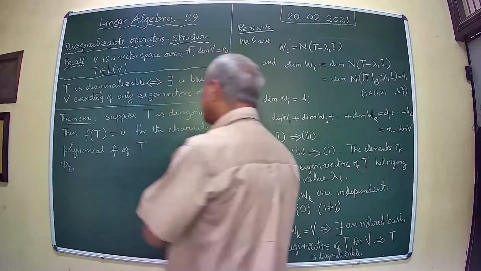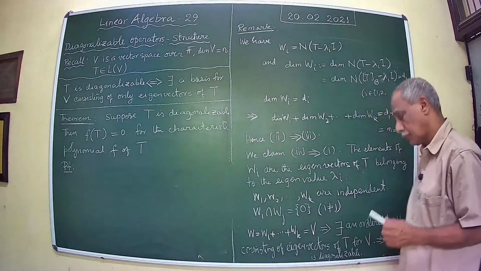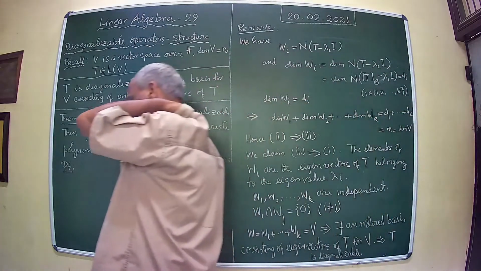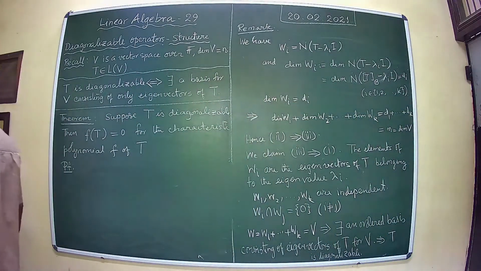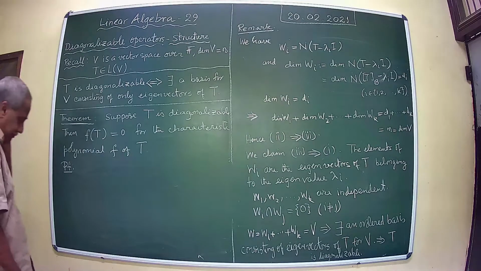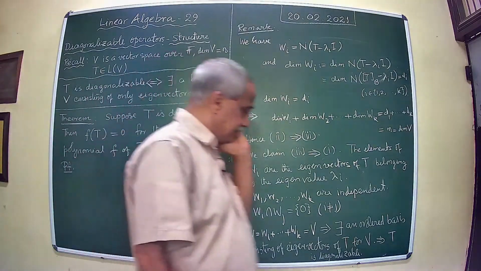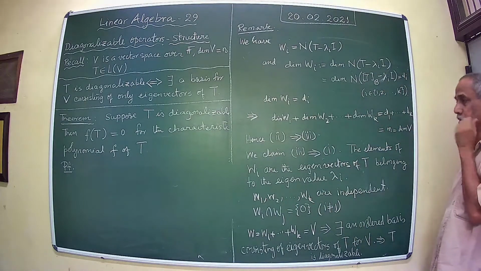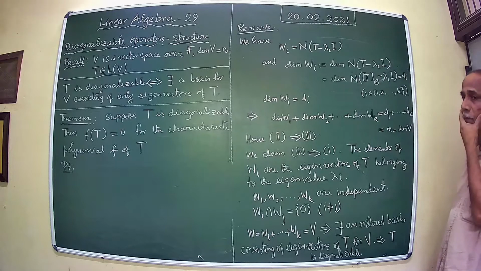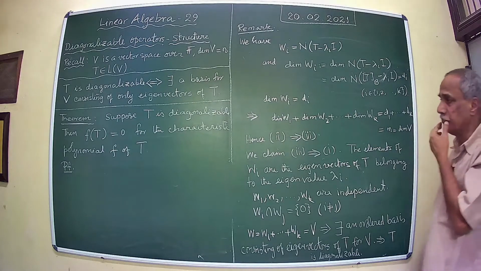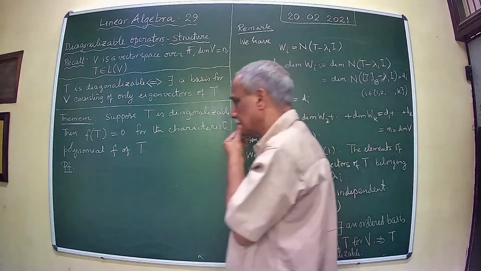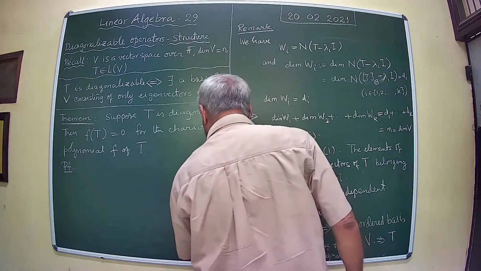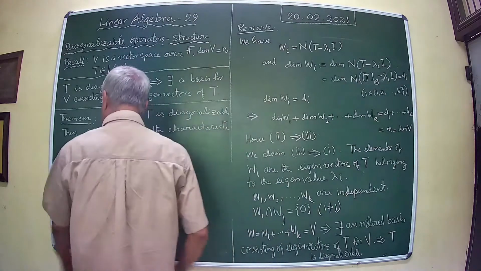We are assuming T is diagonalizable. This means there exist eigenfunctions b1, b2, etc. bn, which are eigenvectors of T which span the whole space. Okay. Now let us make certain remarks.